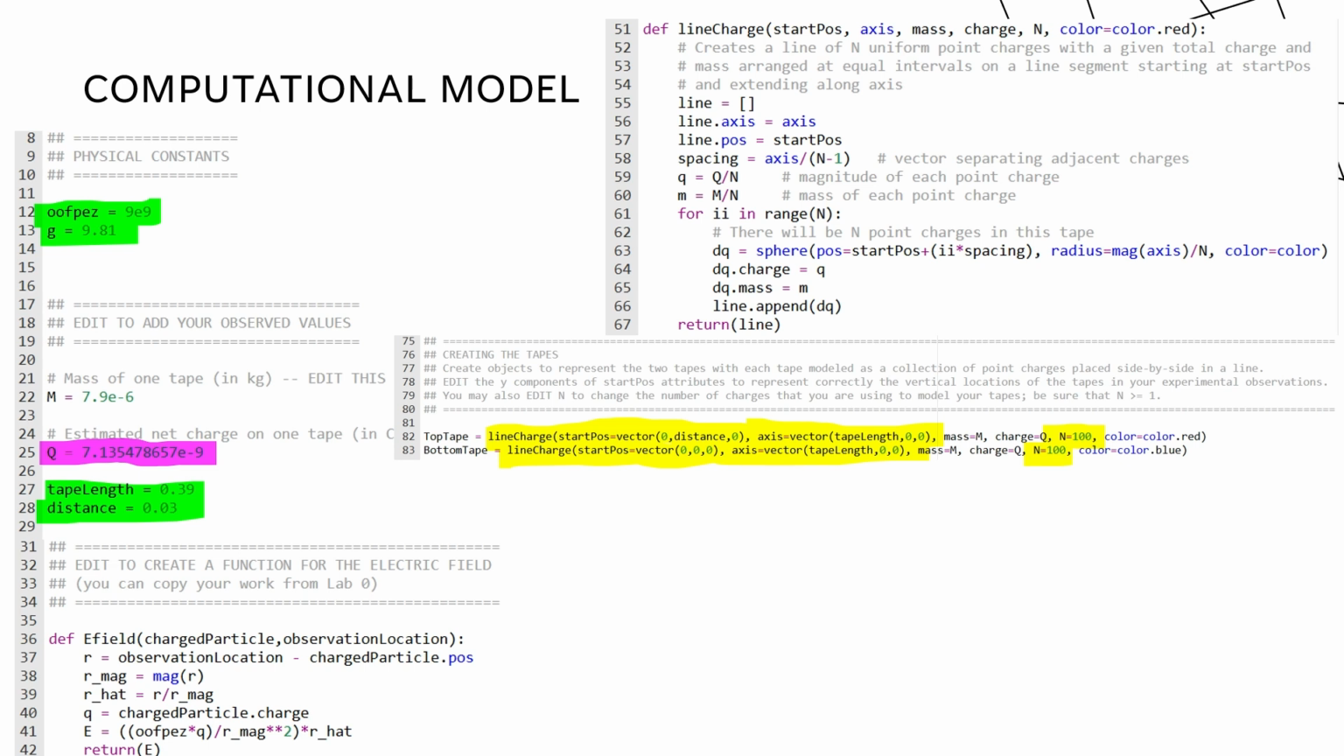And then for the axis vectors, in the x direction, which is the direction we're drawing the line charges, I put the tape length there, which is 0.39. We should know that from our tape length on the left. That's a constant. And then, as I said earlier, n is 100 in these experiments, or in this computation.